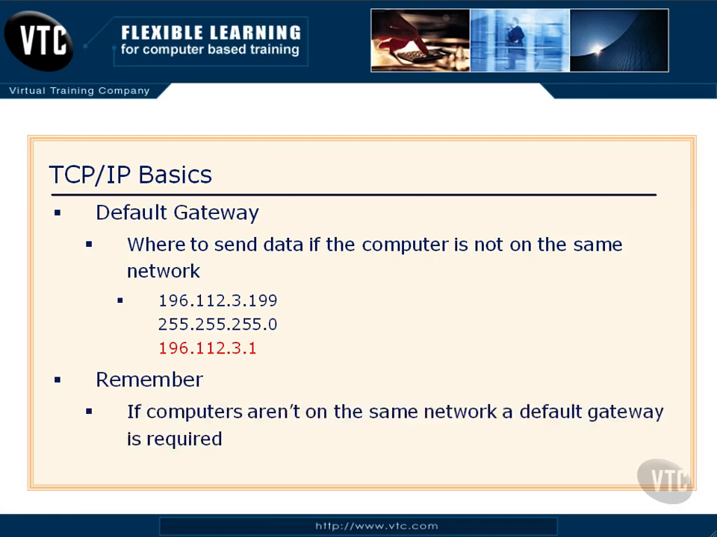Now, here's one thing you've got to remember, and watch for this on the exam. If computers are not on the same network, a default gateway is required. So when you look at a complete IP address, you will see the IP address, then you'll see the subnet mask, and then you will see the default gateway. If all the computers are on the same network, you may not have to have a default gateway. However, if you're trying to communicate between computers that aren't on the same network, a default gateway is required. Just remember that, and that's the very basics of TCP/IP and TCP/IP addressing, and we'll dig a little deeper into some of this as we move through the next few videos.